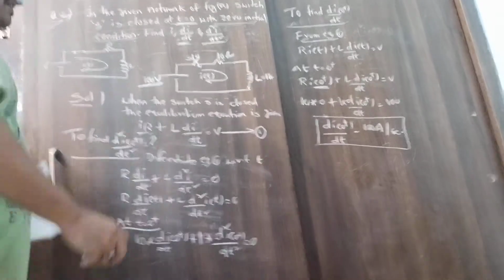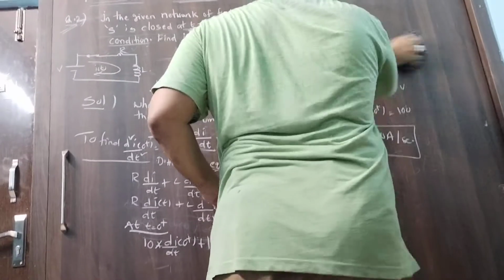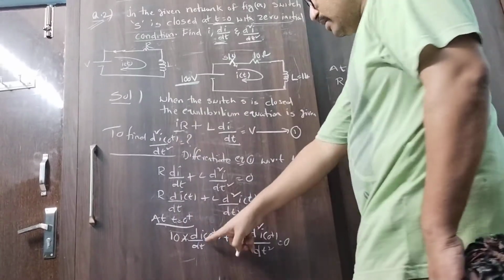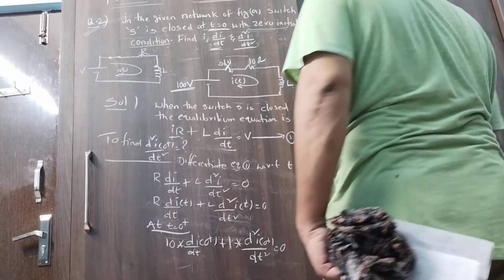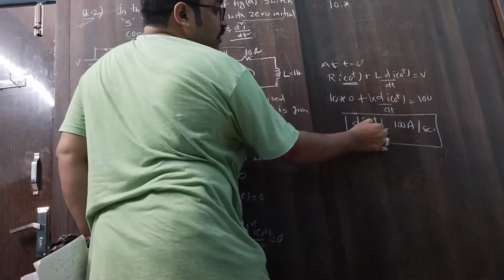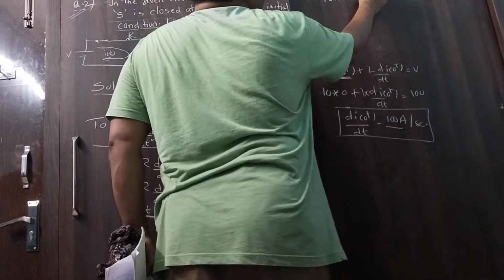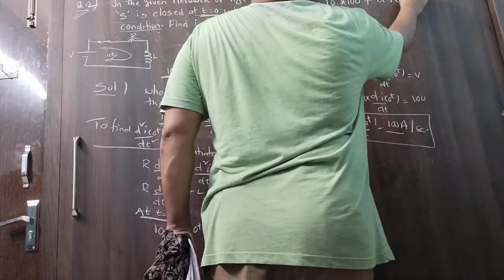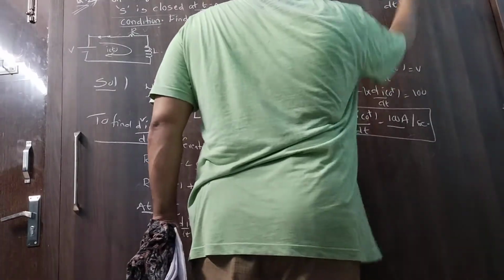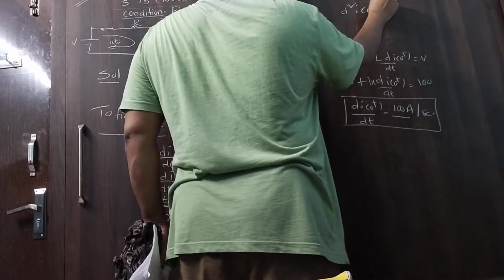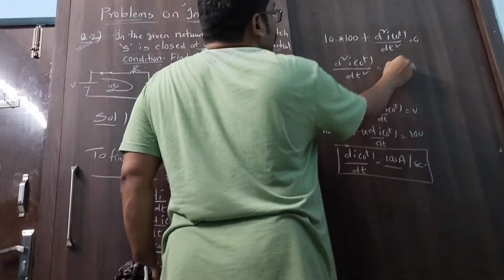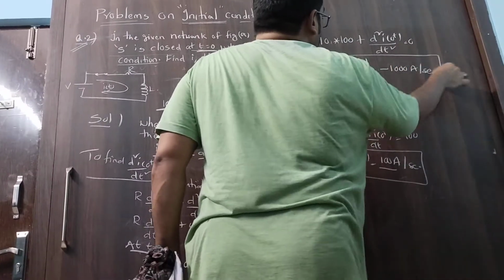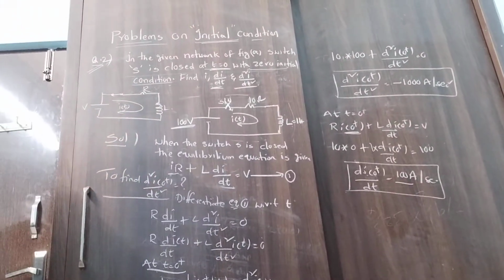Now do the simplification. 10 into the value of di divided by dt of I of 0 plus. You have got the value of d divided by dt of I of 0 plus as 100 amps. So 10 into 100 plus d square I of 0 plus divided by dt square is equal to 0. Therefore, d square I of 0 plus divided by dt square is equal to minus 1000 ampere per second square. This is how you need to solve the problem 5 RL circuit.